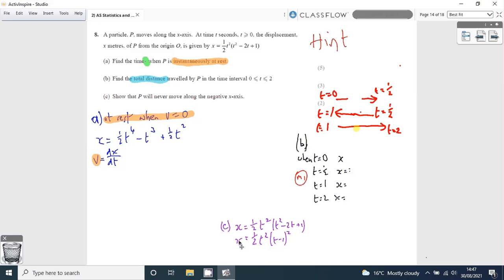So overall, x must be greater than or equal to 0, hence why you never move along the negative axis.